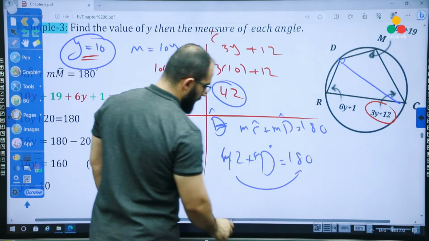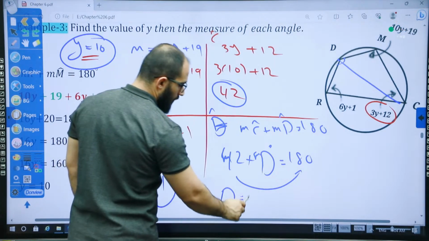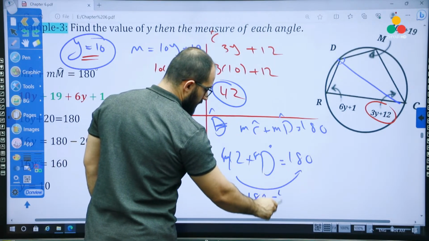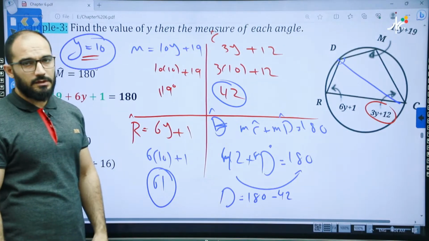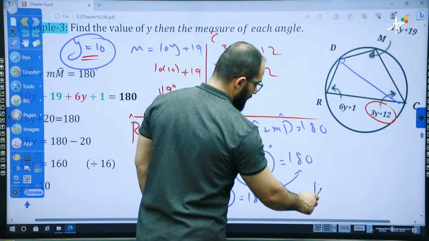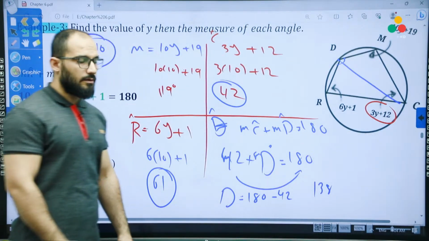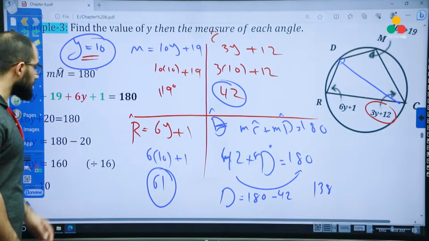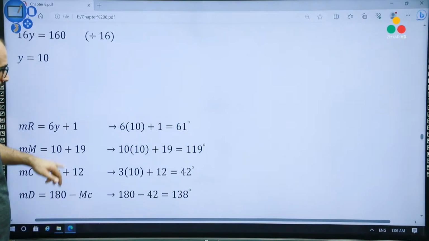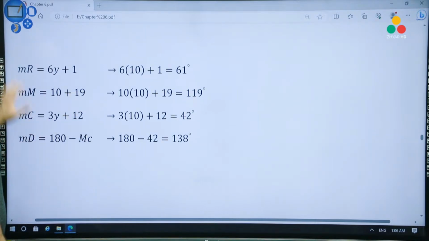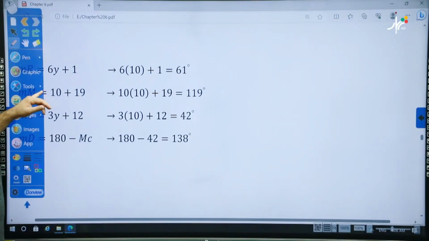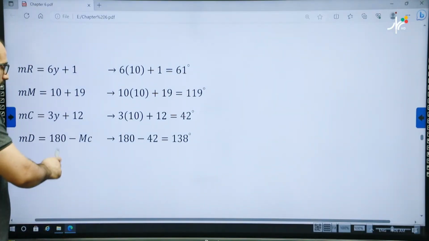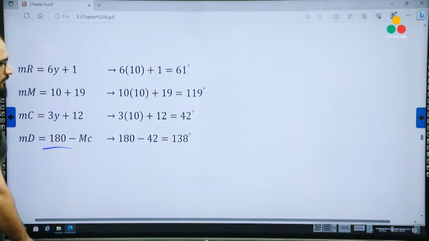Move it to the other side. Then d is equal to 180 minus 42. So 180 minus 40 is 140, so it is 138. 138 is the measure of d. Okay, this is the measure of r and c, but we have to be careful with the measure of d. D is not given, and d is supplementary with c. Then 180 minus 42 is equal to 138.